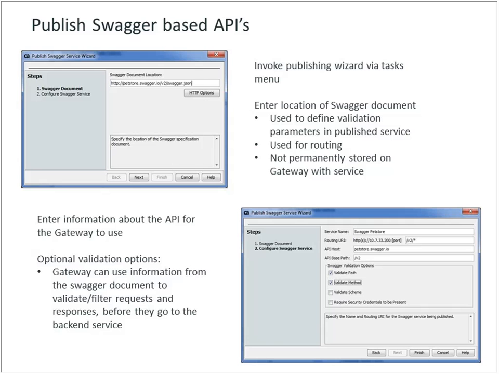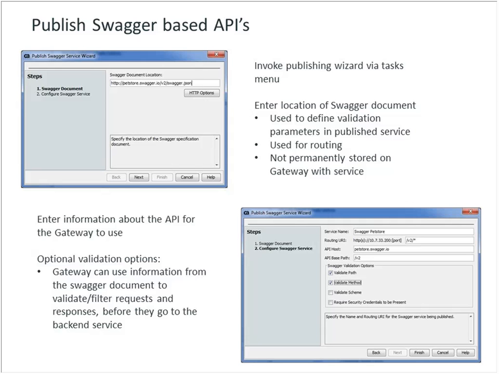That being said, we do want to keep a copy of it so that we can use it for validation. So what we do is we set up a local cache within the policy that will constantly be refreshing that Swagger document to be able to use it real time inside the policy. Then in the next tab, you would enter the information about the API for the gateway to use. You'll notice here that there are some optional validation options.